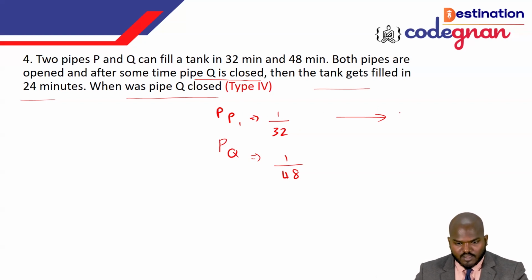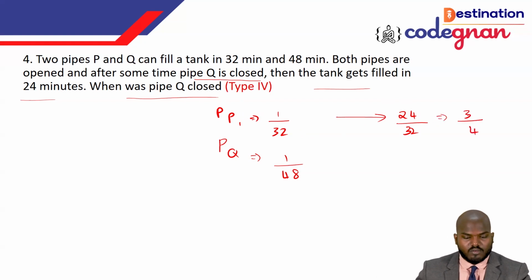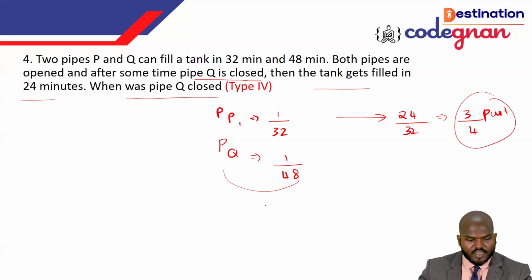So 24 by 32. P will complete 1 by 32 of the work per minute, and it is working for 24 minutes, so 24 by 32 is the work done. If you simplify, 8 times 3 is 24 and 4 times 8 is 32, so 3 by 4 of the part is done by P. That means 1 by 4 of the part remains, which is done by Q.